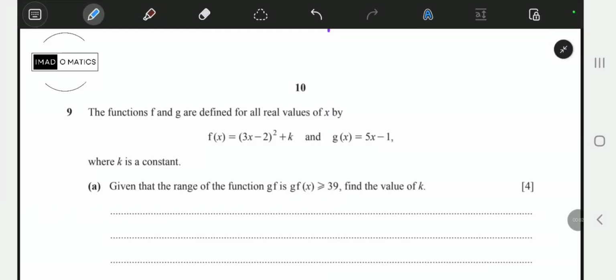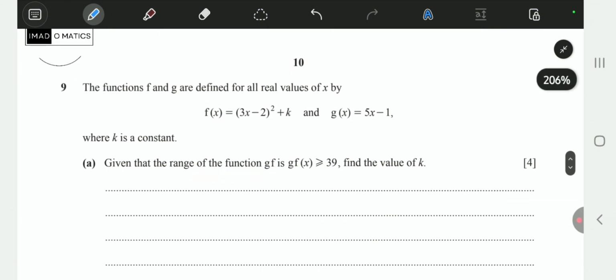Okay, so question 9. The functions f and g are defined for all real values of x by f of x equals (3x minus 2) whole squared plus k, and g of x equals 5x minus 1, where k is a constant. Given that the range of the function g of f of x is greater than or equal to 39, find the value of k.